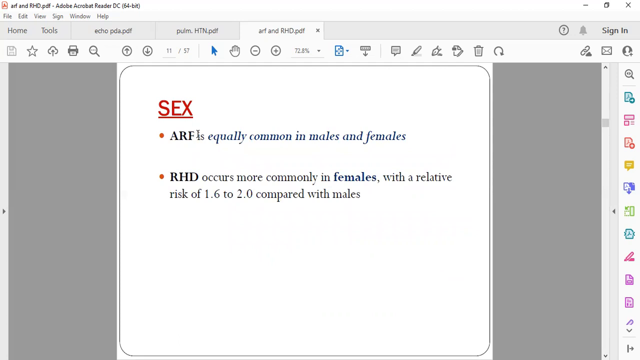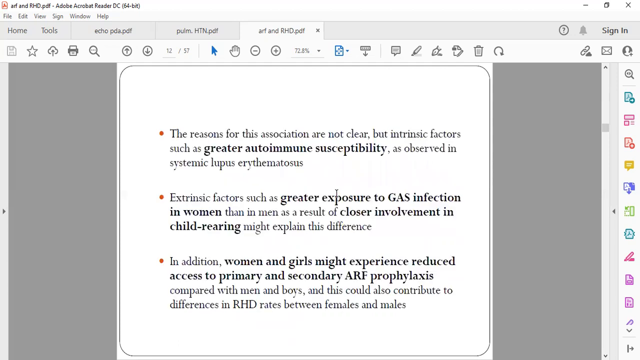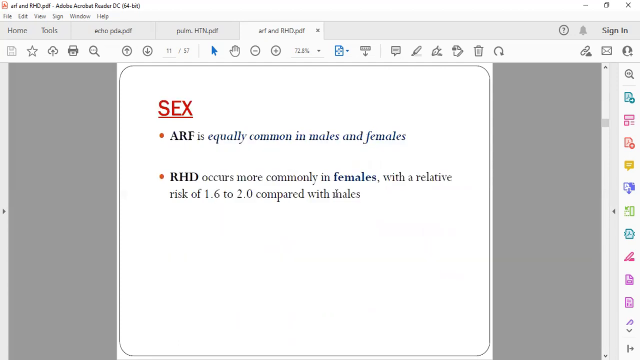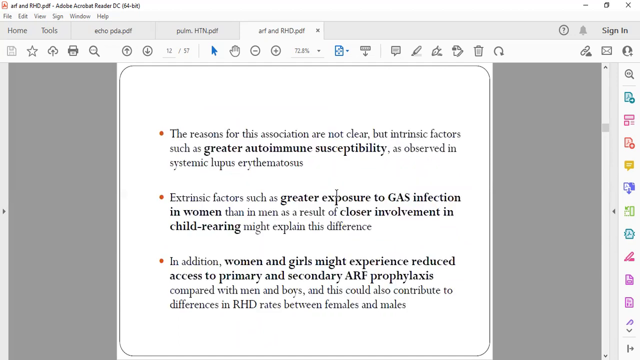So acute rheumatic fever, which is the initial infection with the group A Streptococcus, is seen equally in males and females, whereas rheumatic heart disease is more common in females when compared to males. So why is that so? Various reasons have been explained for why females are predominantly known to get rheumatic heart disease. As we all know, autoimmune illnesses, genetically, are more common in females. So that could be one of the reasons why females are getting more rheumatic heart disease.